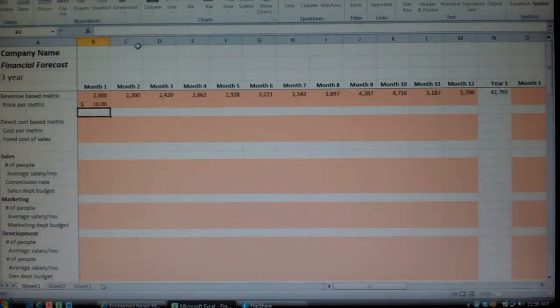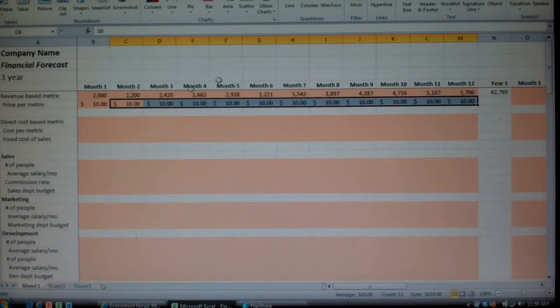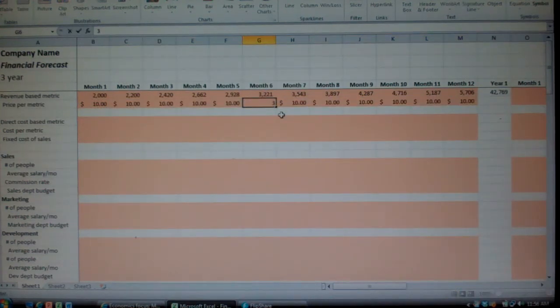And let's say you're selling it for $10. $10 is what you're selling it for. The price might go up. It might go down, right? You could change this to $30 or something, right? But let's just say it stays the same the first year.